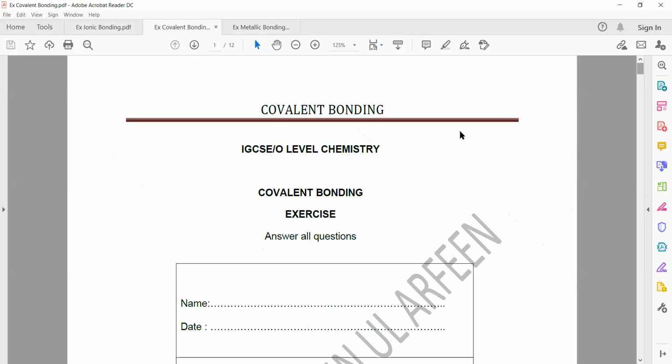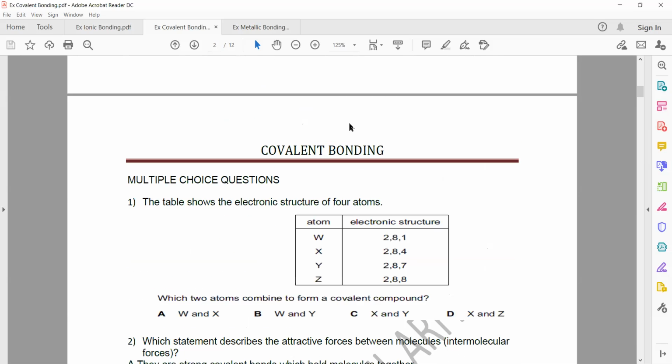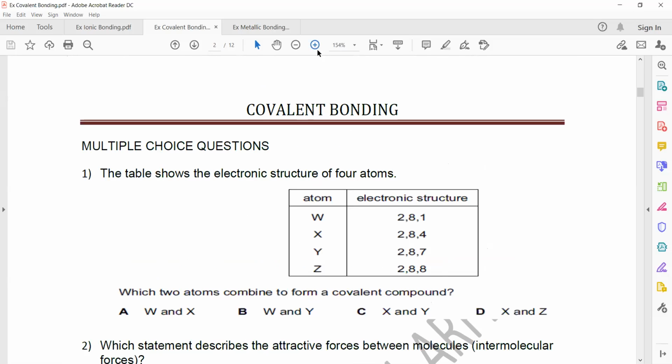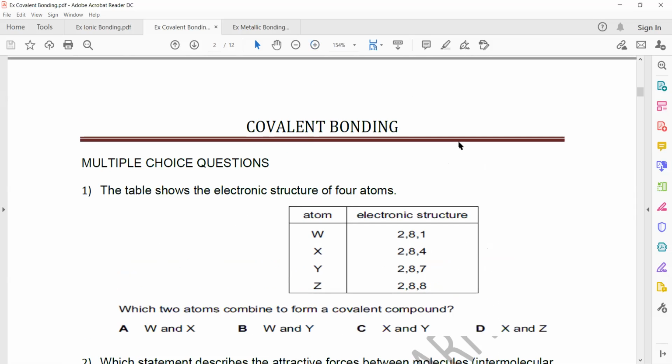The second MCQ is from covalent. The table shows the electronic structure of 4 atoms. Which 2 atoms combine to form a covalent compound? So first thing, a covalent bond can be formed between non-metals. And how can you identify a non-metal? If it has 4 or more electrons in the outer shell. In the outermost shell, if there are 4 or more electrons, it will be a non-metal. So what could be the answer?